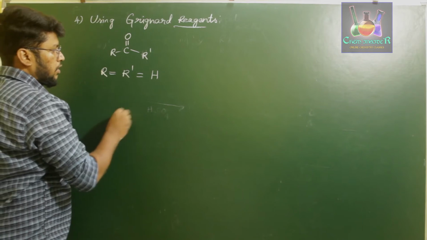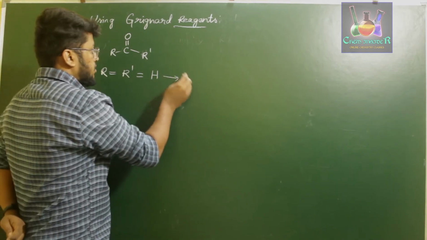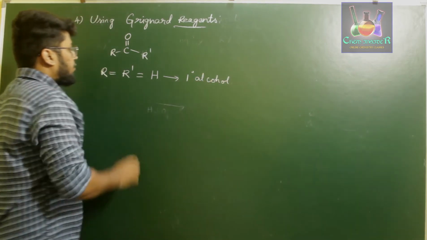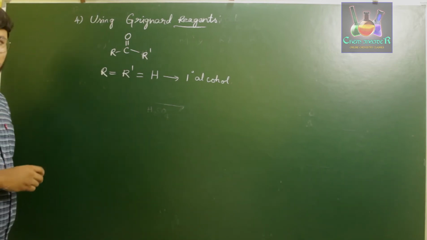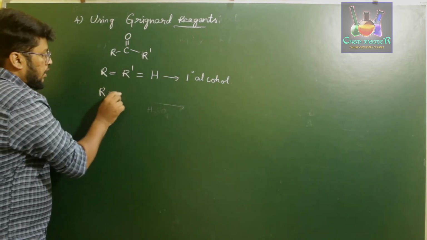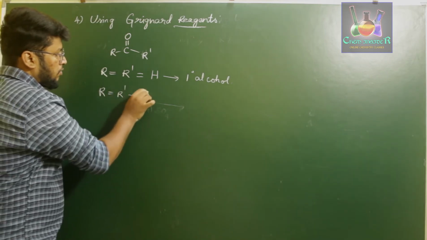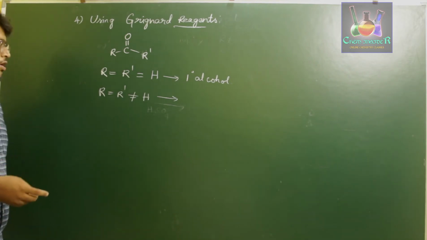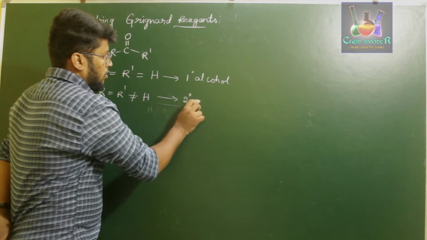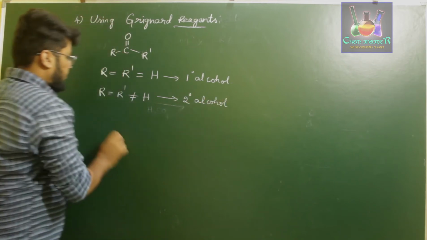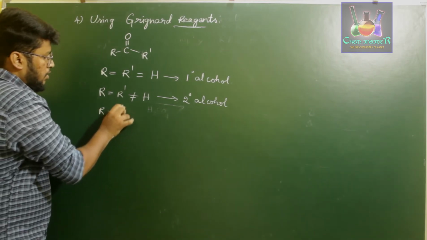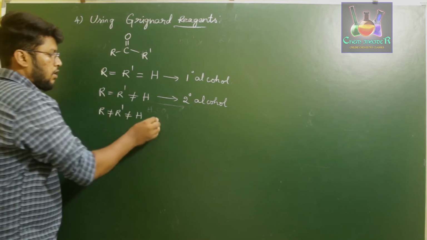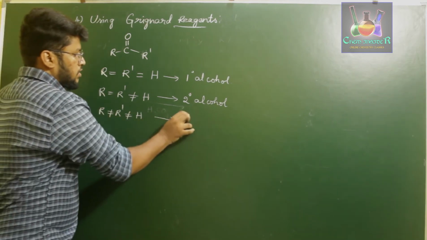If R and R prime both are equal to hydrogen, then on hydrolysis with Grignard reagent they give us a primary alcohol. If R and R prime are the same but not hydrogens, then they give us a secondary alcohol. And further, if R and R prime are not hydrogen and are not similar, they also give us a secondary alcohol.